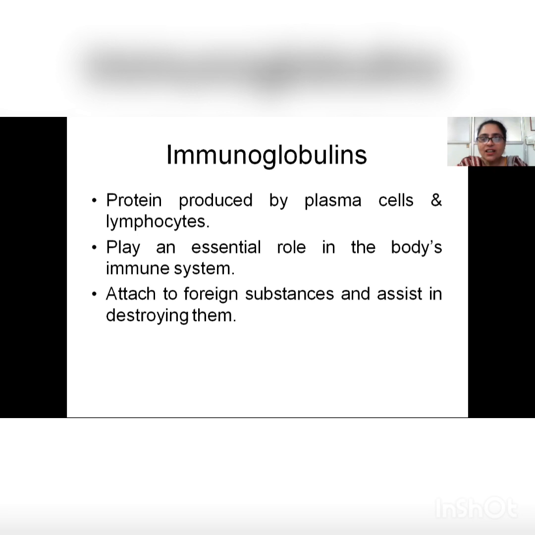Since these immunoglobulins or antibodies are proteins produced by plasma cells and lymphocytes, and they play an essential role in the body's immune system, and they attach to foreign substances and assist in destroying them. So they are simple proteins, glycoproteins, which are not soluble in water, and they are the ones which protect us. So they have an important role in the immune system. That is why they got the name immunoglobulins.